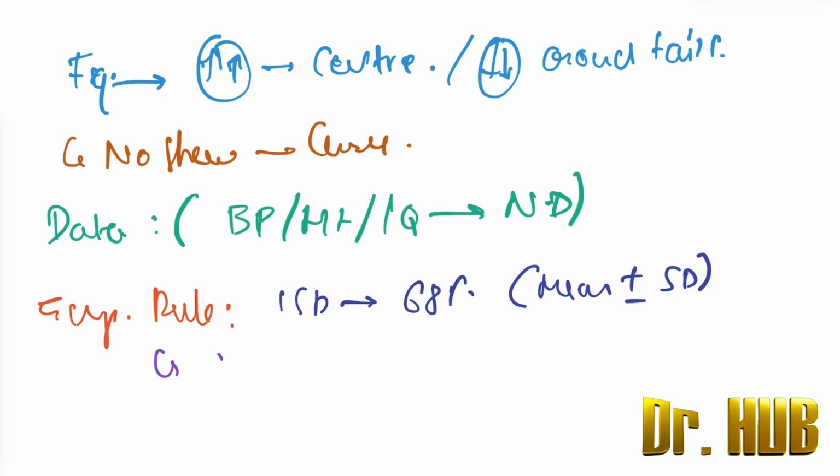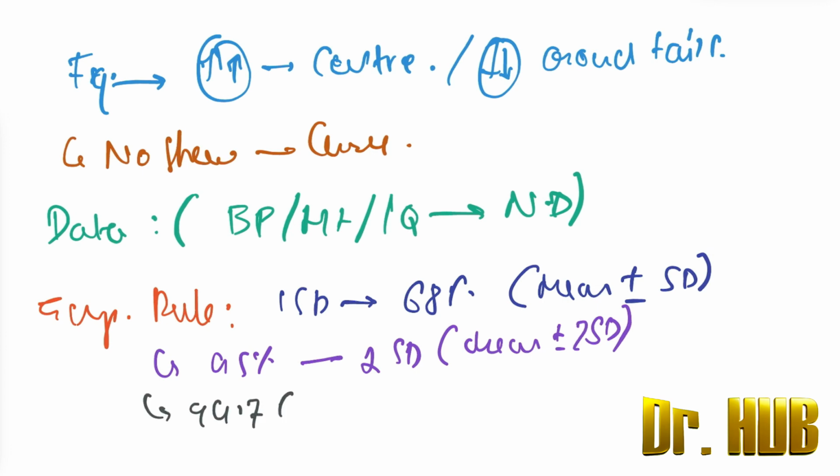Next, approximately 95% falls within the second standard deviation, the mean plus or minus 2 SD. Then comes 99.7%, the distribution that falls within 3 standard deviations. This is basically the mean plus or minus 3 standard deviations.